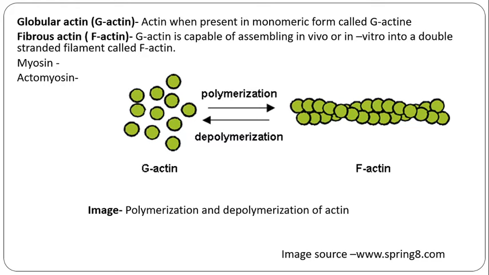Here are another two concepts, myosin and actomyosin. Actin filaments are capable of interacting with another protein called myosin. And when actin combines with myosin, it forms actomyosin. So here are four concepts: G actin, F actin, myosin and actomyosin.